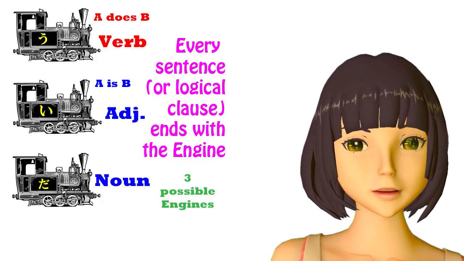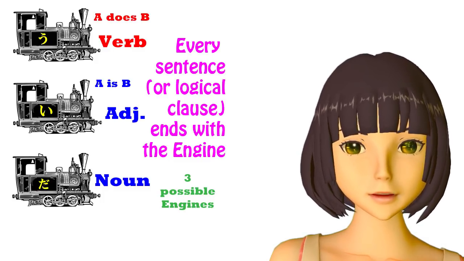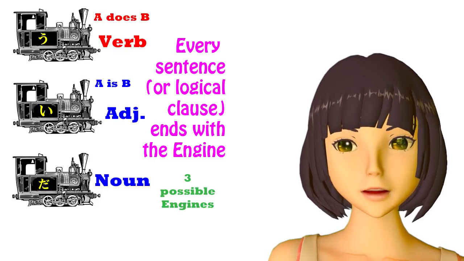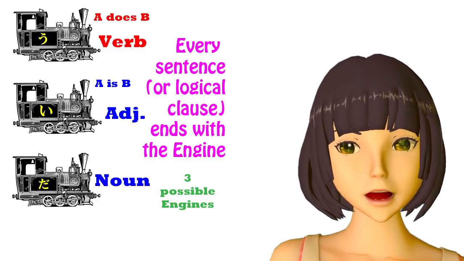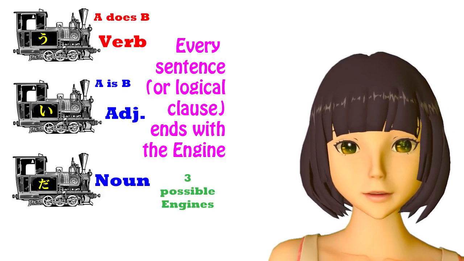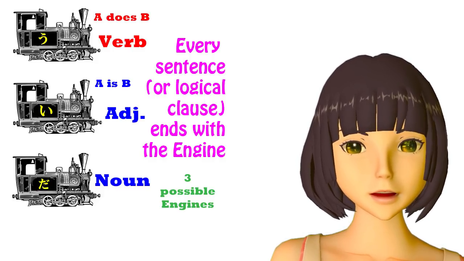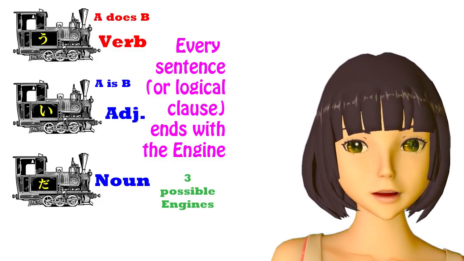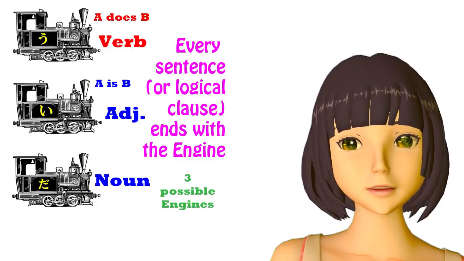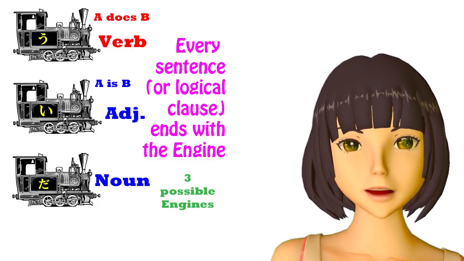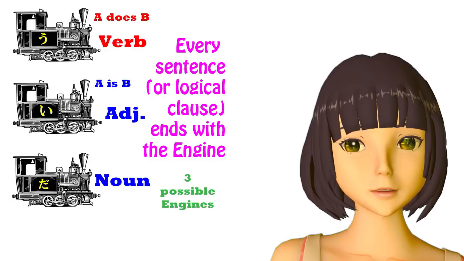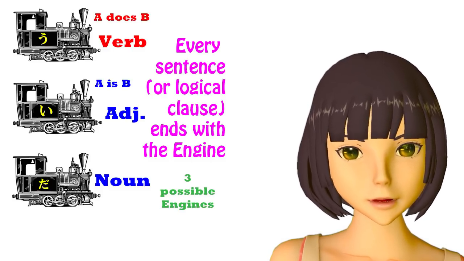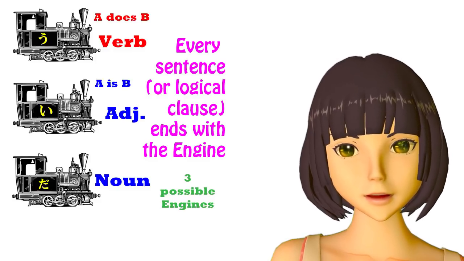And whatever kind of sentence we have, the engine always goes at the end of the sentence. There are three possible kinds of engine. There is the verb engine, which is an A, does, be sentence. And then with A, is, be sentences, we either have an adjective engine, an engine made from an adjective which always ends in E. This is what the textbooks call an E adjective, and is in fact the only adjective there is in Japanese, or with a noun, plus the copula, which is da or desu.